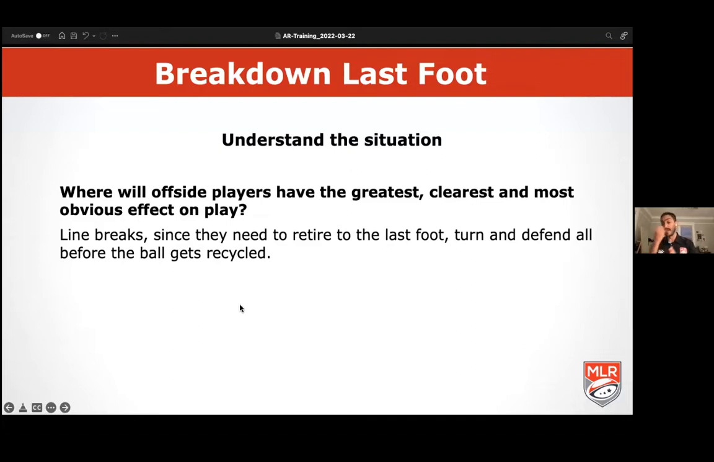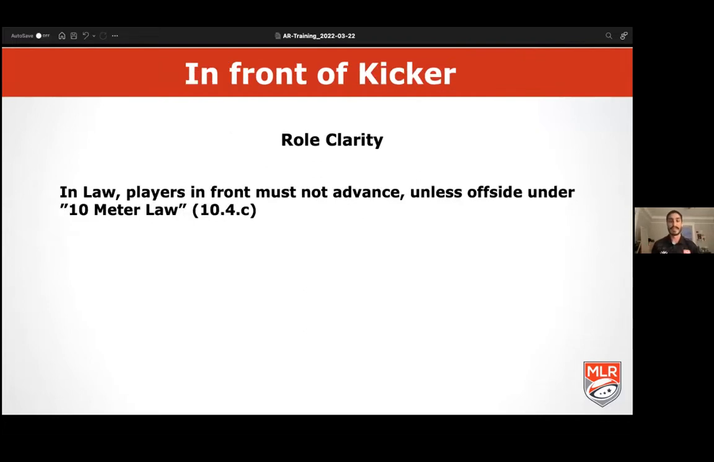So this is something where if there's a line break, even if it's small, even if it's only a couple meters long, that's still 5 more meters that the defense has to come back, turn around, and go forward, versus if they're always pressing, getting that defensive dominance, right? This is also another place I think where we can learn to read the game as ARs, in a sort of not super high pressure situation that can translate really well over into when we're refereeing in the middle. So now the last section is in front of kicker, right?